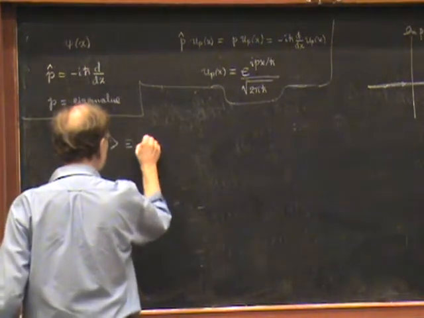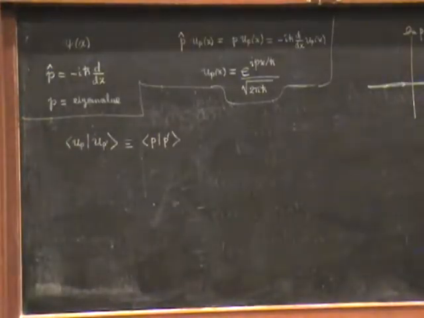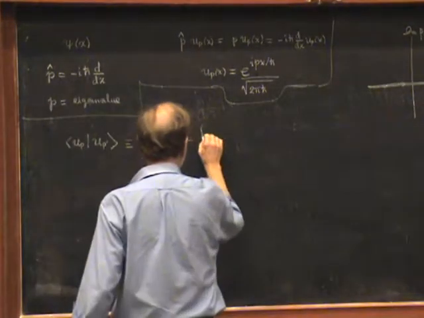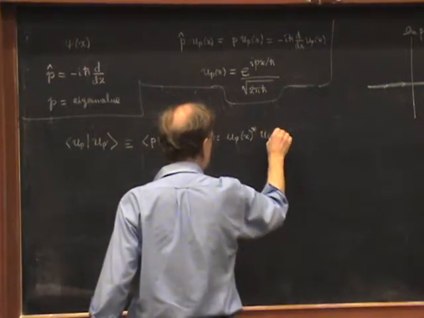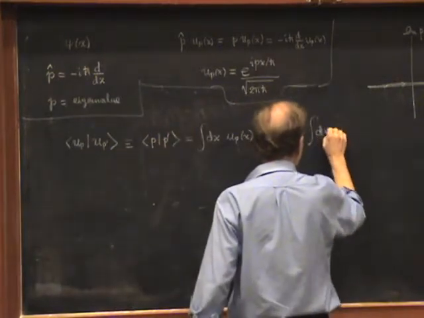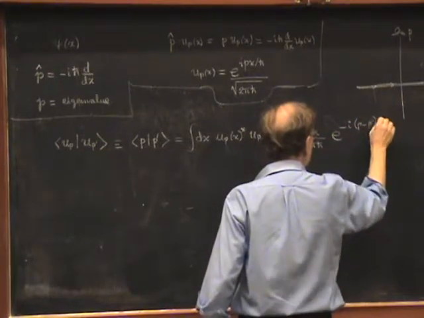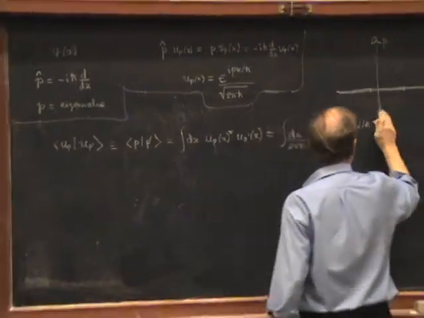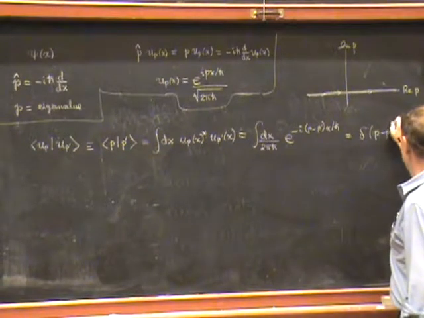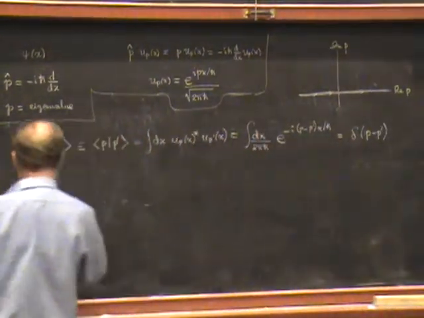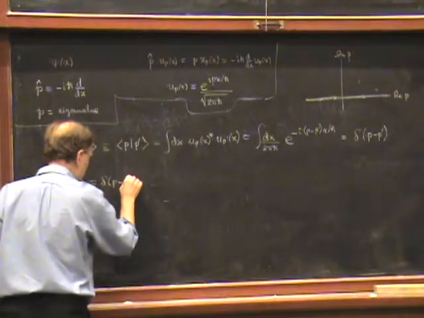Let's just abbreviate this by writing it as the scalar product of p and p prime, where we just label the eigenfunction by its eigenvalue. Well, this is the same thing as the integral over x of u_p of x complex conjugated times u_p prime of x. That's equal to the integral over x, divided by 2 pi h bar, of e to the minus i (p minus p prime) x over h bar. And that is the standard representation of the delta function of p minus p prime. To summarize, the scalar product of p and p prime is the Dirac delta function of p minus p prime.